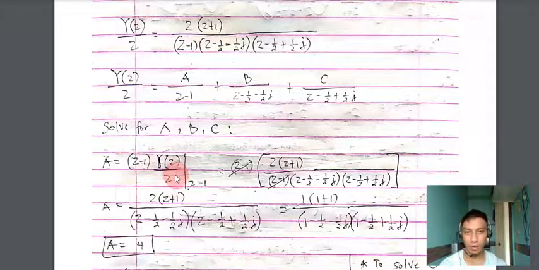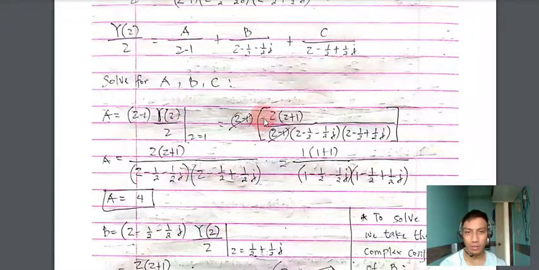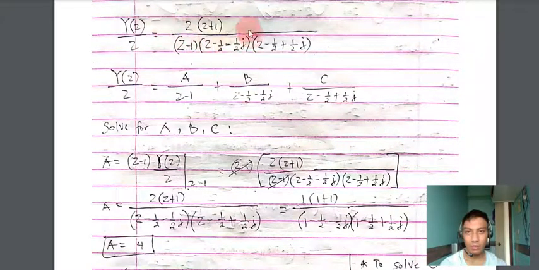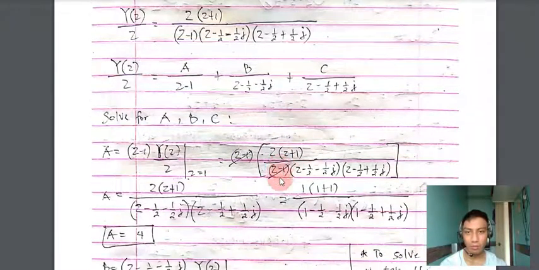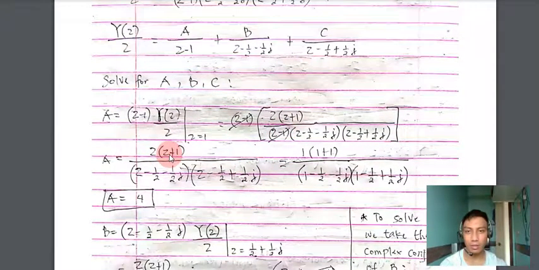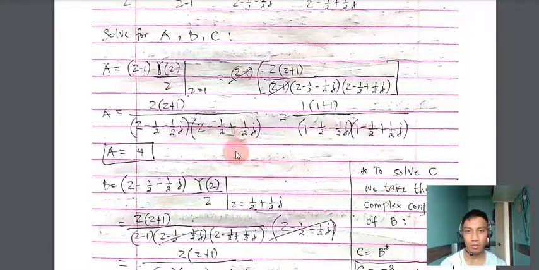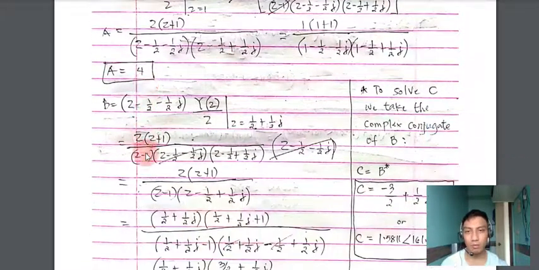Okay, so we have z minus 1 multiplied by the term Y of z over z. So the z minus 1 cancels. Then we are left with z times z plus 1 over z minus 1 half minus 1 half j multiplied by z minus 1 half plus 1 half j. Given that z equals 1, substitute it, then we came up with this A equal to 4. The next one is for the B.